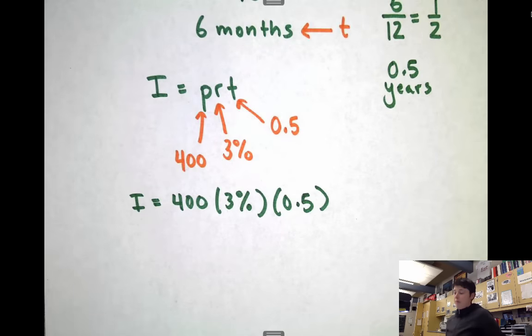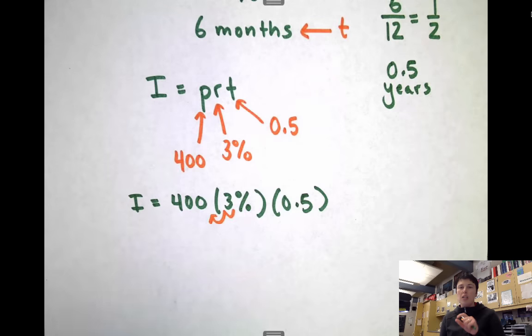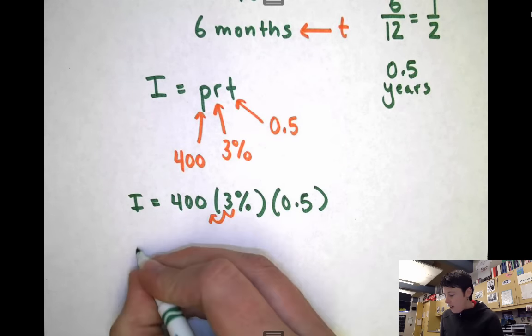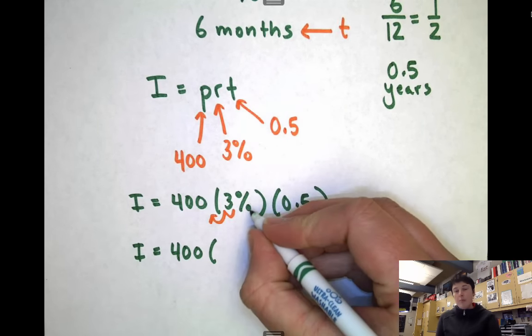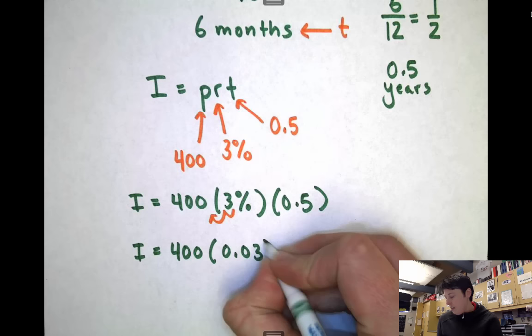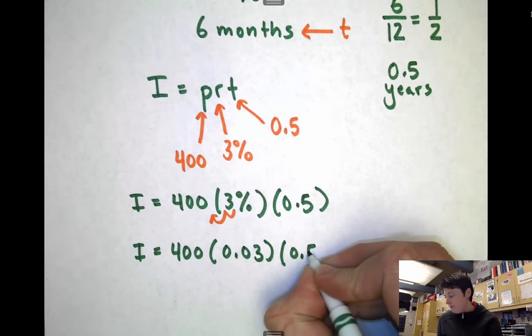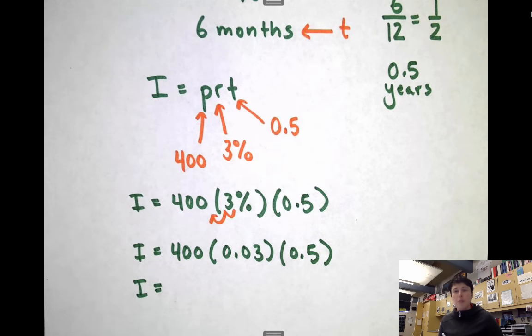And I'm pretty much ready to put this in the calculator and multiply this out, except for the percentage. I cannot type the percentage in. I actually have to do that thing where I move the decimal 2 times, and I have to change my percent to a decimal. That's going to be kind of important here. So I'm going to write I equals $400 times 3%, which we're going to change to 0.03 times 0.5. And then we can solve for the interest now by multiplying those 3 numbers together.